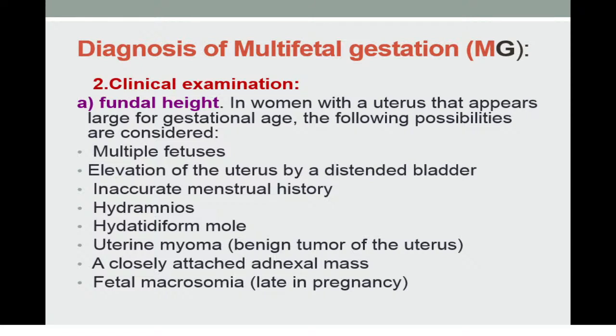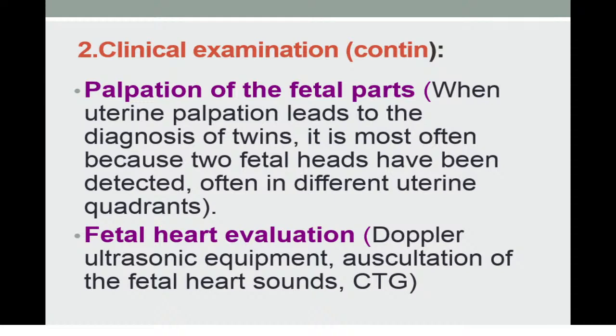A closely attached adnexal mass leads to the same problem, and fetal macrosomia late in pregnancy. In this case, we have to pay attention to the size of the father or partner. Maybe he is a very tall, large person, or we have to exclude diabetes mellitus.